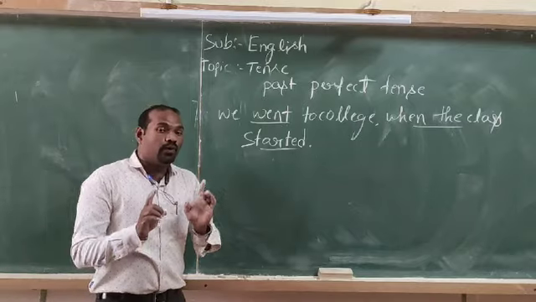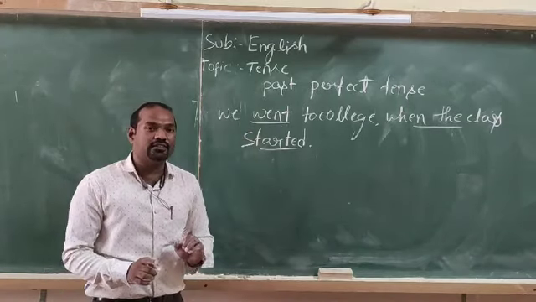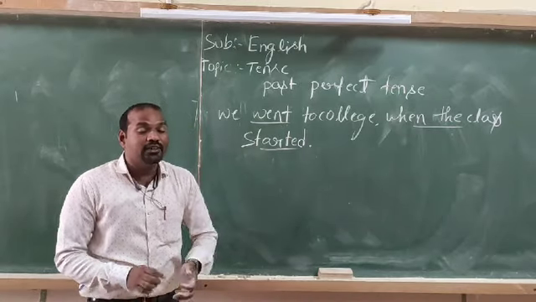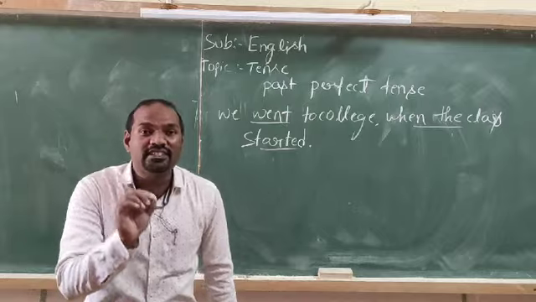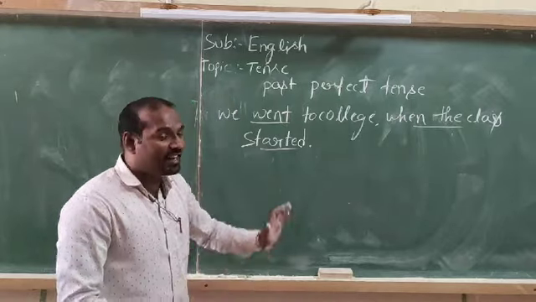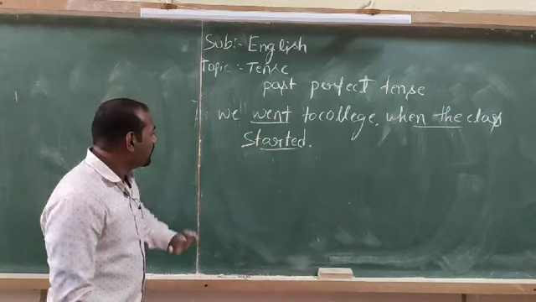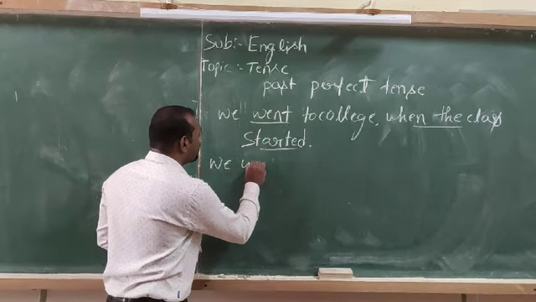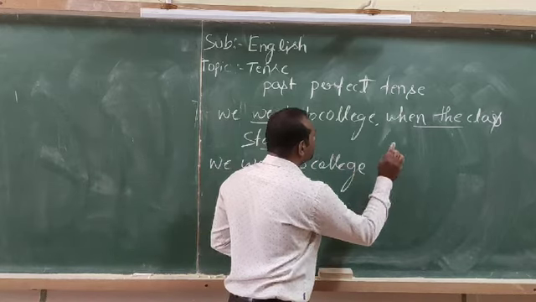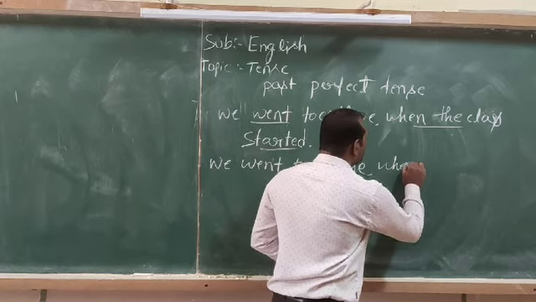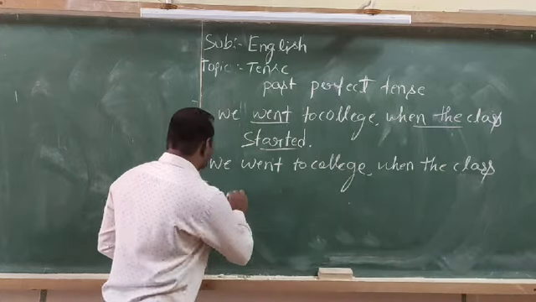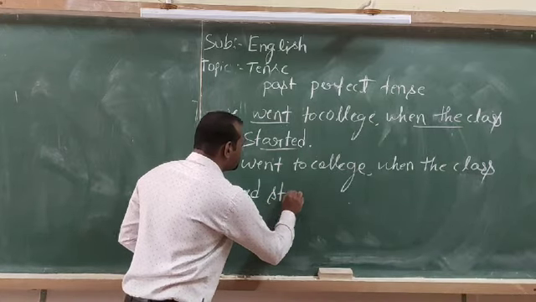Okay. What is the use of the past perfect tense? See, this is also simple past and that sentence is also simple past, but we need to mention which action occurred first. For example, I'll write in a different way. Look here, we went to college when the class had started.